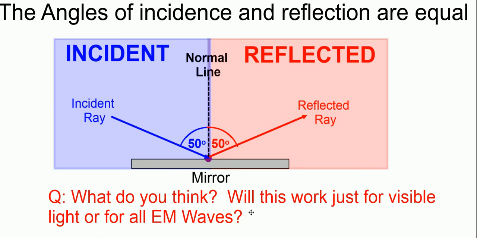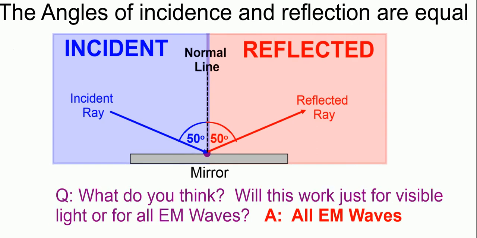Now, what do you think? Will this work just for visible light or for all EM waves? Now, we had all the way from radio to visible to X-ray to gamma. We had 7 different kinds. What do you think? Will this reflection work just for visible light or for all the EM waves?